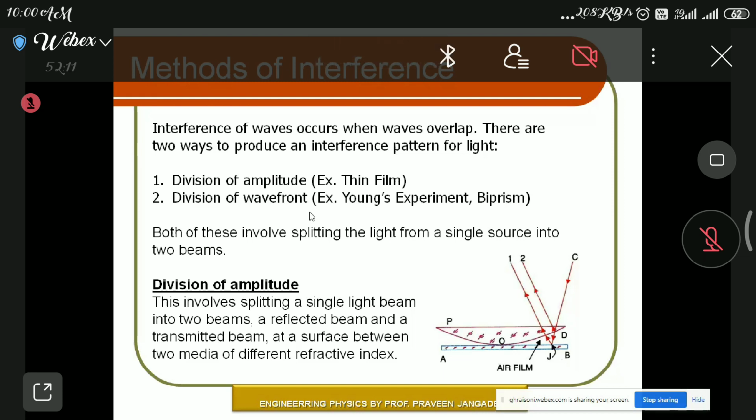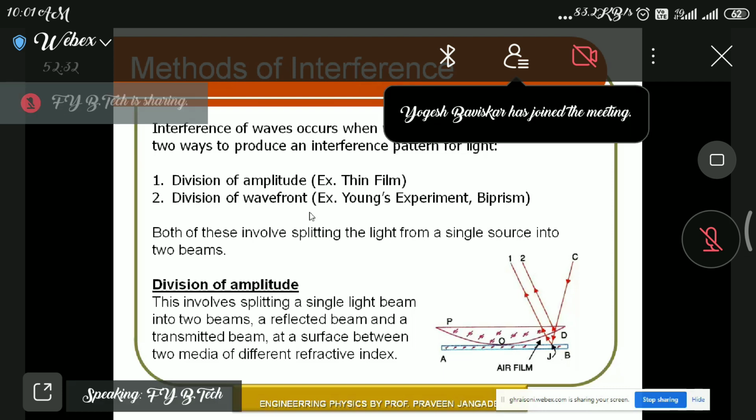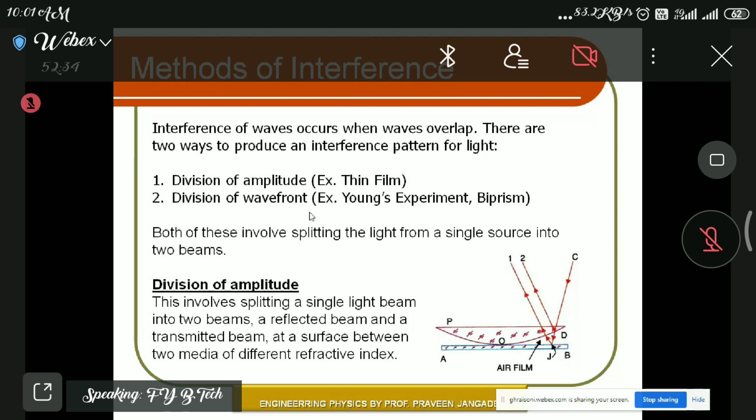We have formed the two sources S1, S2 from the same source, that is S. Getting two sources from the same source gives coherent sources. That is the mandatory condition of interference. We studied in the 12th standard how a single wavefront is divided into two wavefronts. That is the condition of division of wavefront.